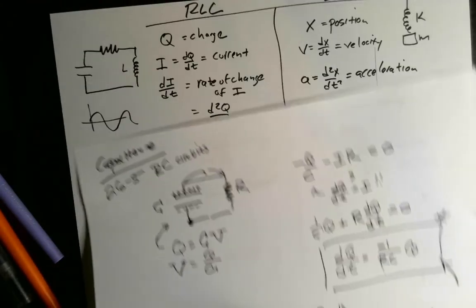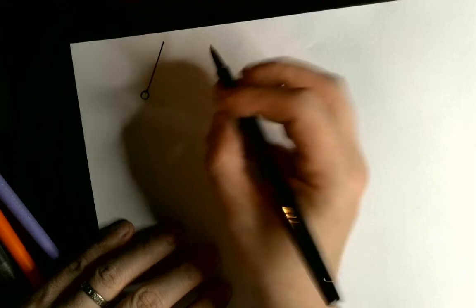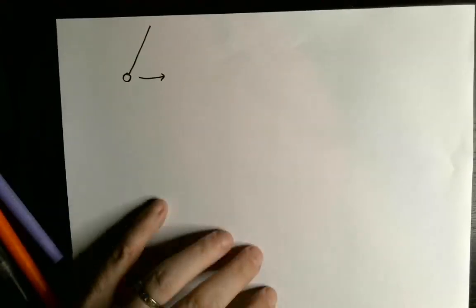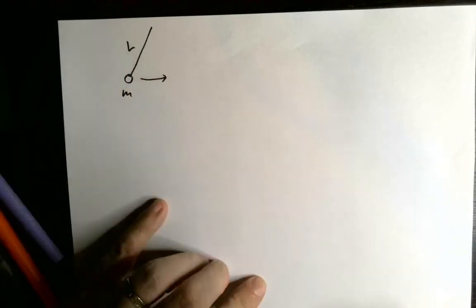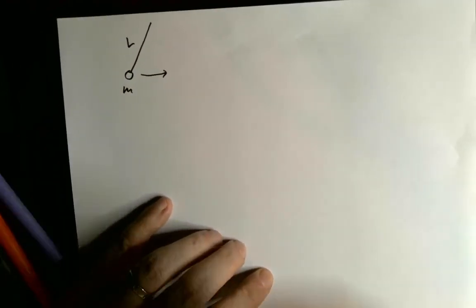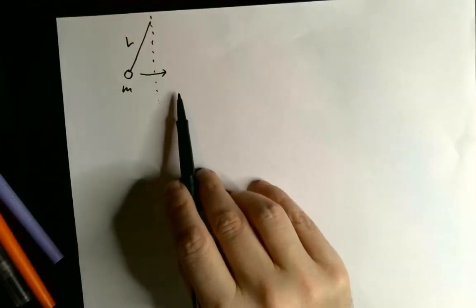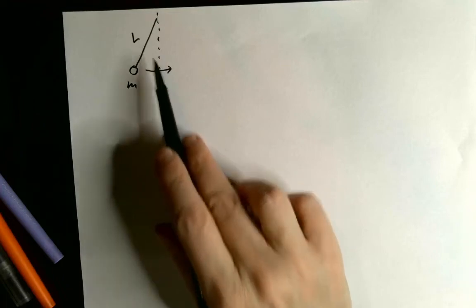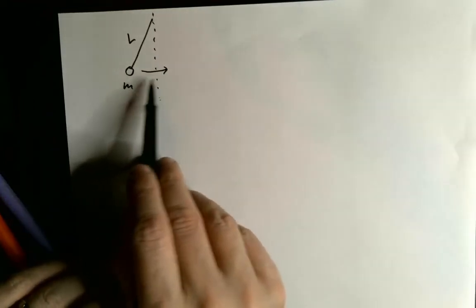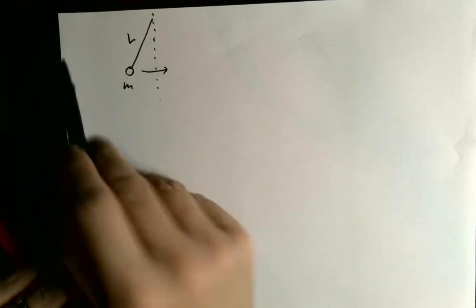I will say one thing, though, that is important about LRC circuits before I finish up. Let's just think of a mass on a string of length L, mass of m. We know that this will follow approximately simple harmonic motion. If you remember when we did the pendulum, you have to do a small angle approximation. It's only simple harmonic motion if the angle is small. It's actually only approximately simple harmonic motion if the angle is big.